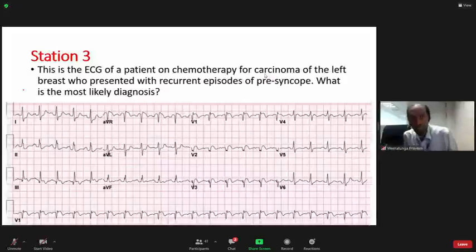So let's go to station 3 now. Read this and see if you can come up with the answer. So patient on chemotherapy for carcinoma of the breast, recurrent episode of pre-syncope. What is the most likely diagnosis?